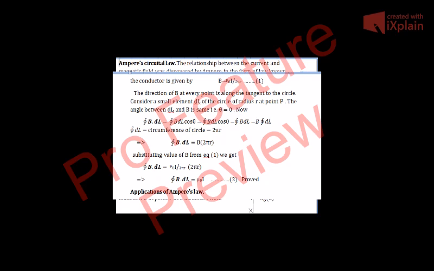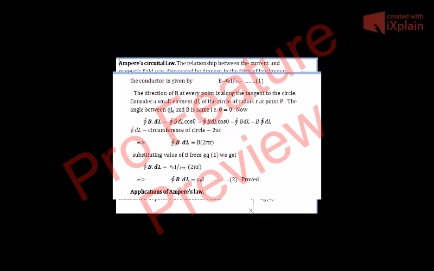As I have told you already above, or you can see from the figure, theta between B and dl is 0. So it will be B dl cos 0. And we know cos 0 is 1. So it will be B dl. Since the magnitude of B is constant everywhere, B dot dl ultimately becomes B dl. We take this B out of the integral.